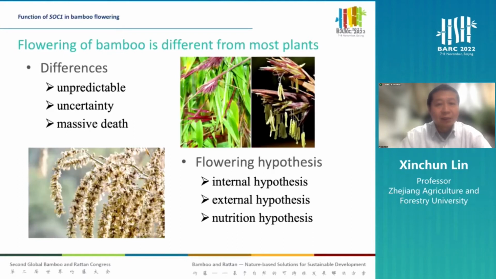But the flowering of bamboo is different from most other plant species, because bamboo flowering is usually unpredictable, uncertain, and followed by massive death after flowering. About bamboo flowering, there are several hypotheses, including the internal hypothesis, external hypothesis, and the nutrition hypothesis. But all these hypotheses have no sufficient evidence to support them till now.